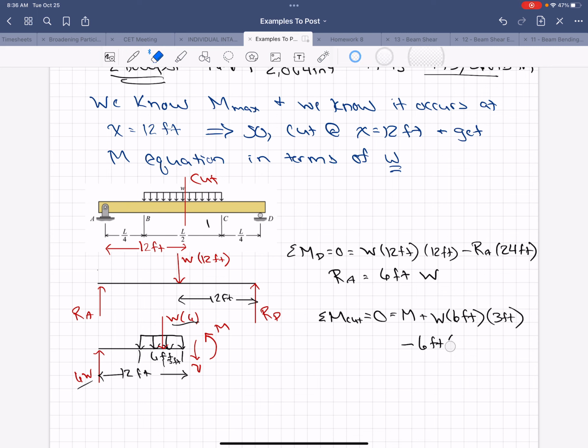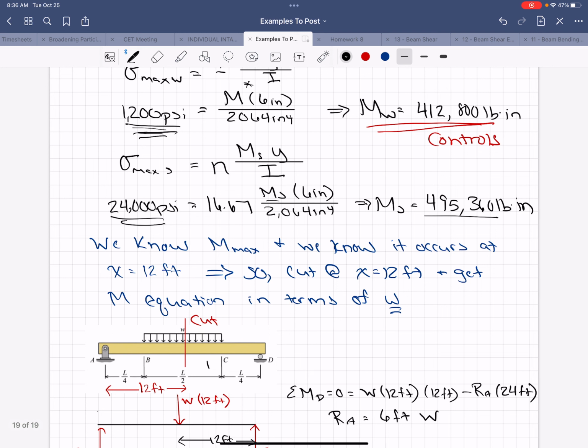Oh yeah, we can put that times 12 feet. So I get that M equals 54 feet squared times W. Now I just have to plug in my controlling M, which was this, and solve for W.